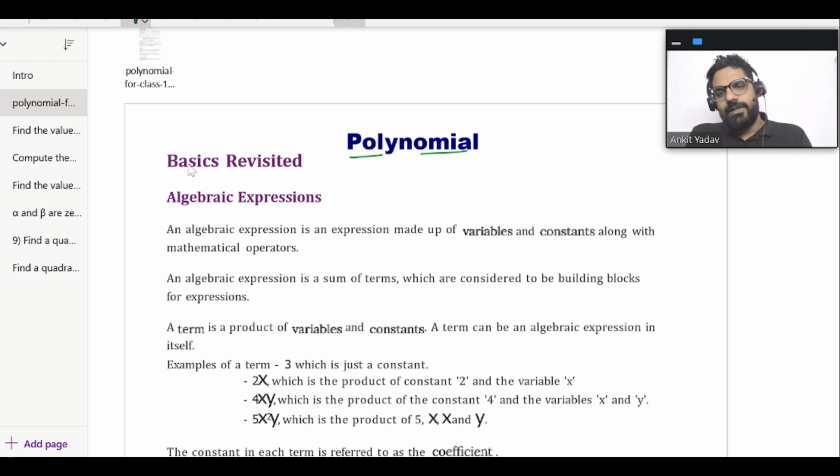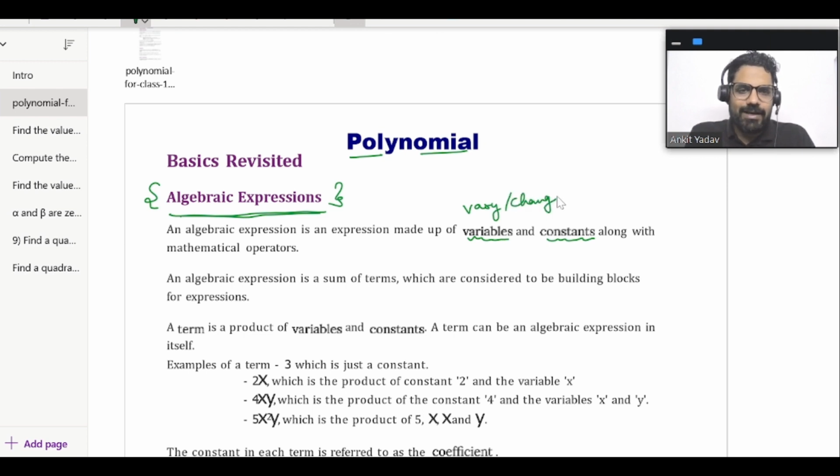So first, we will do the algebraic expression. That is the term related to polynomials. So what does this algebraic expression include? An algebraic expression is an expression made up of variables and constants. There are two things, variables and constants. Variable means the things that can vary or that can change.